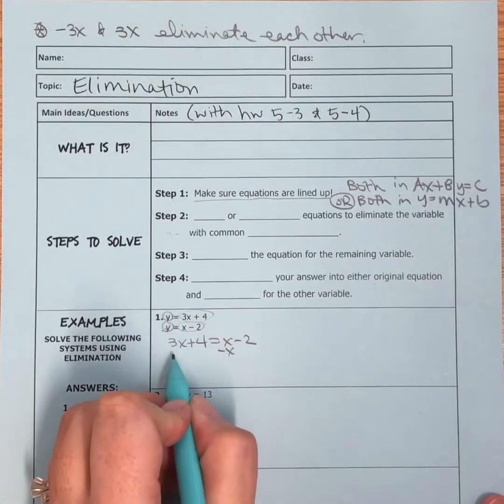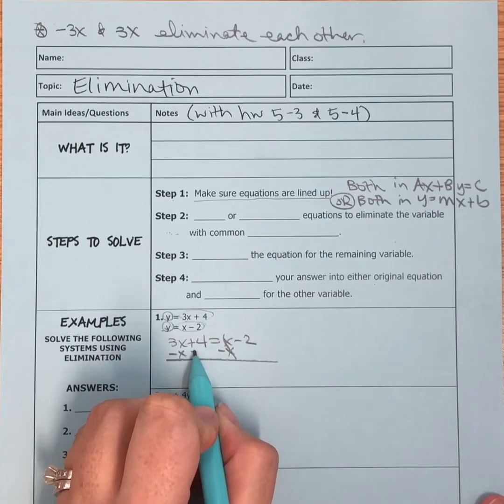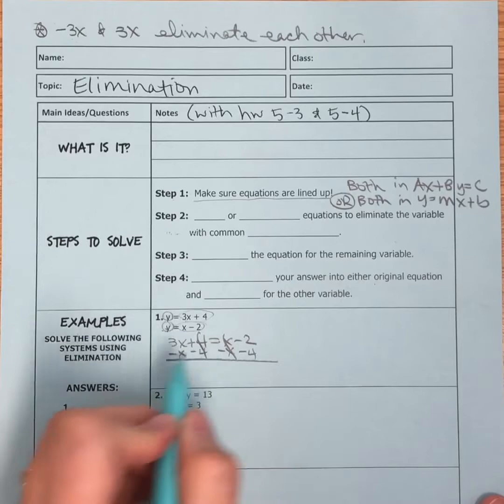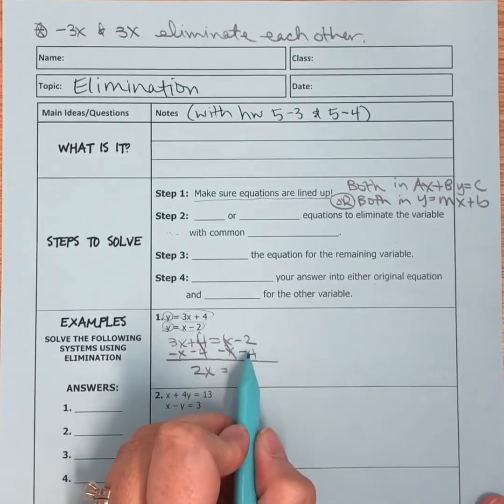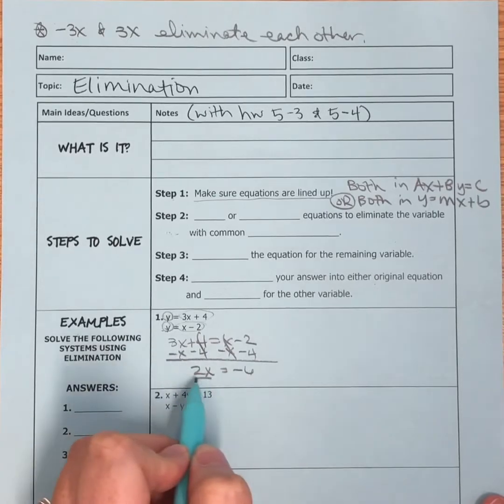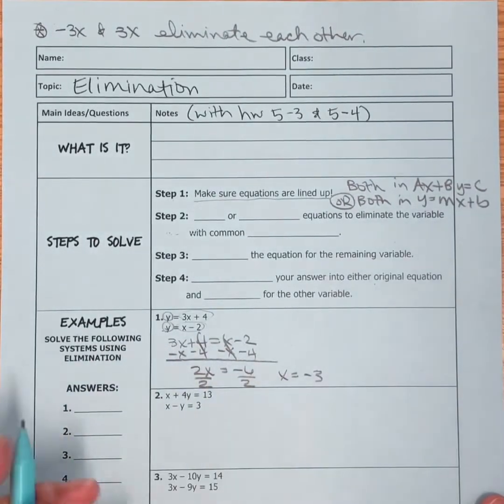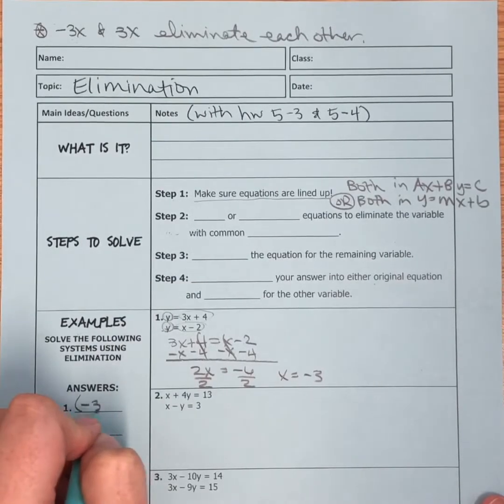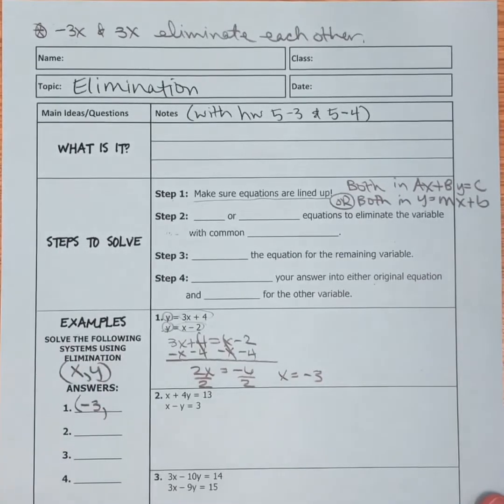And now all we do is subtract the x on both sides, and then subtract the 4 on both sides. So I get 3x minus x is 2x equals negative 2 minus 4, which is negative 6. You divide by 2, and so then you find x is negative 3. So your first coordinate is negative 3 since x's go first. Remember, all your answers are x comma y unless it's no solution or infinite solutions.